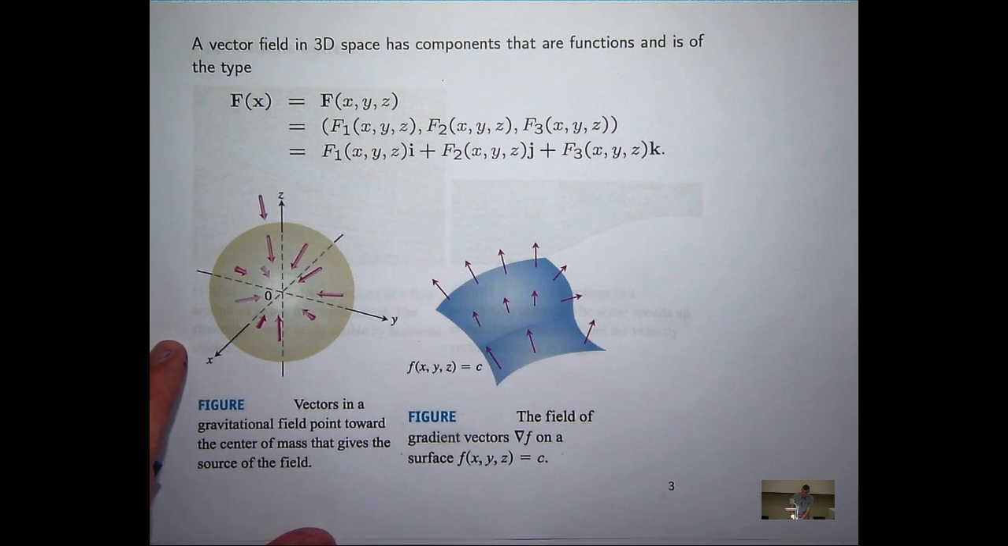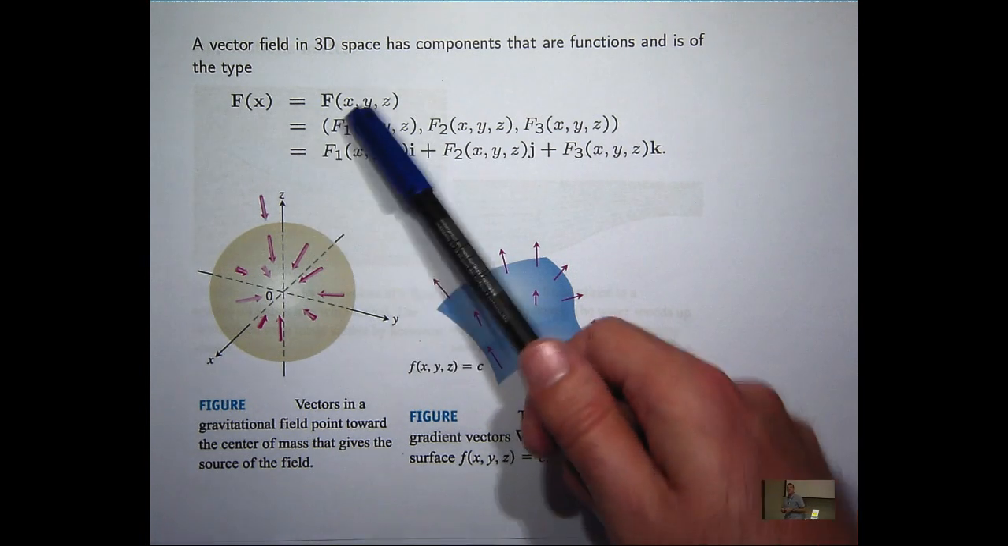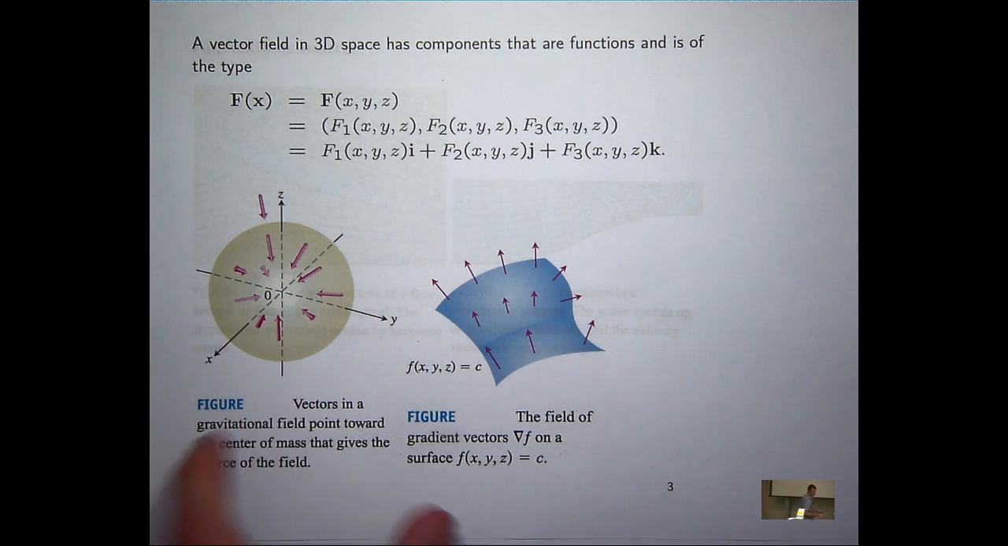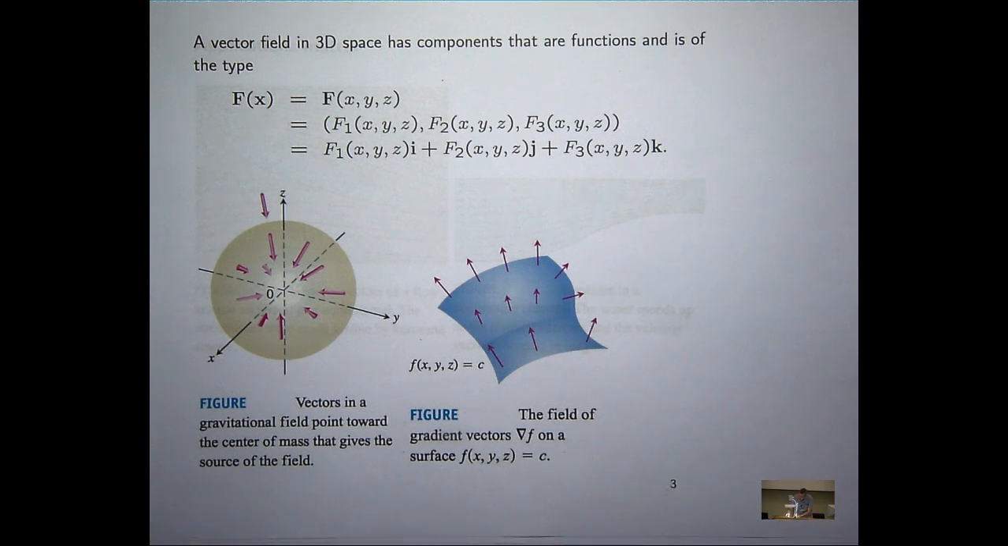So let's have a brief look at 3D. Here you've got functions that depend on position, x, y, z. And of course, you're going to output some three-dimensional vector for each value of x, y, and z. Okay, so here's an example involving the gravitational field. They point towards the center of mass, that are the source of the field.